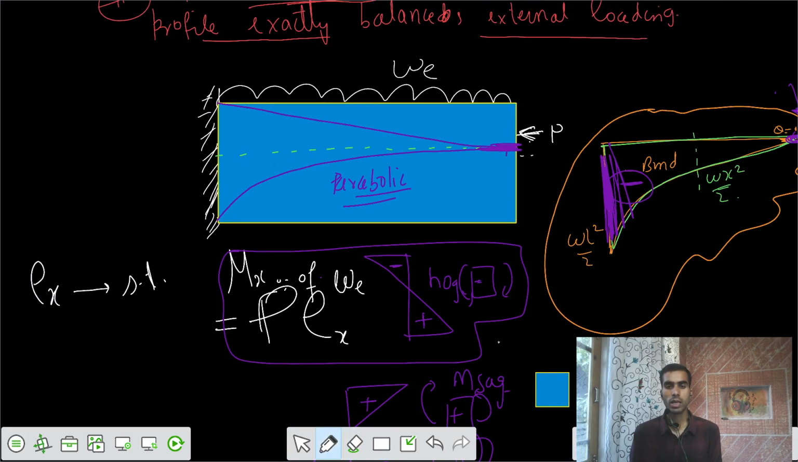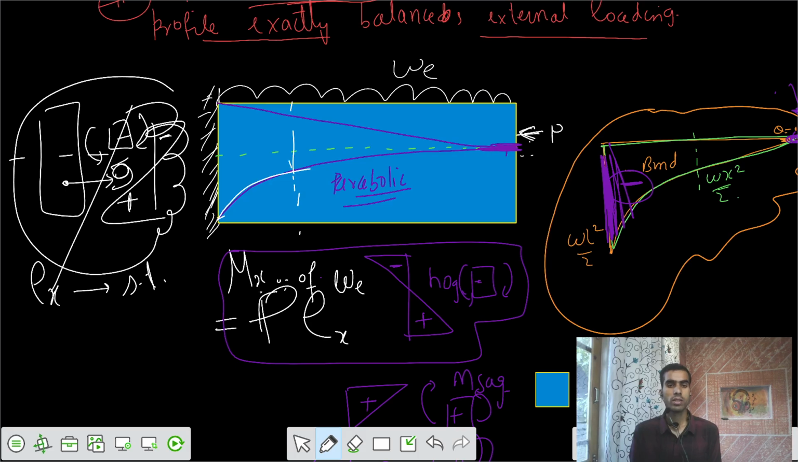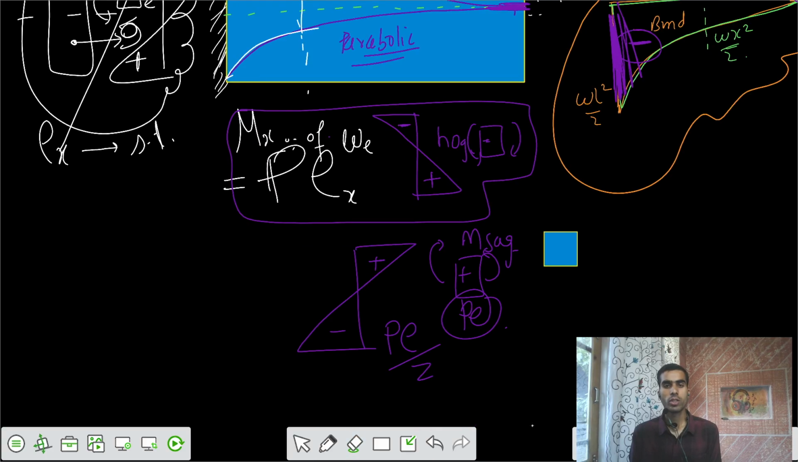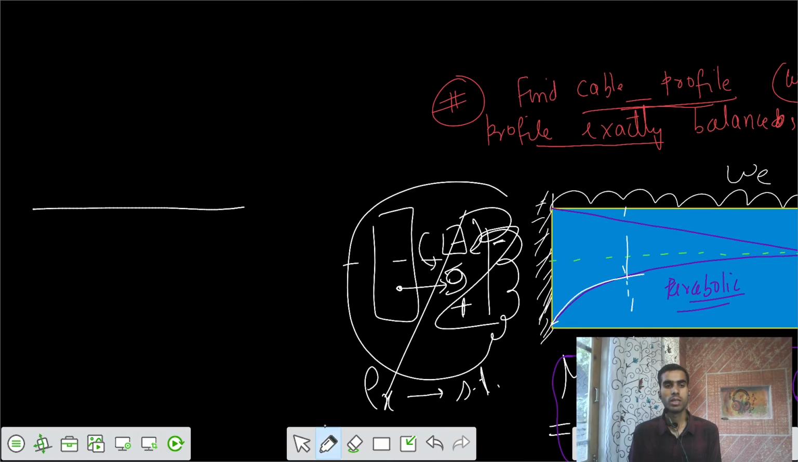If I kept the profile below the neutral axis, then I cut the section somewhere here. There is some section and eccentricity below the neutral axis, and it would cause a hogging moment, and that means it would increase the stresses. So we're not going to prefer that. Our profile should be such that it would be upwards. That means it's above the neutral axis.